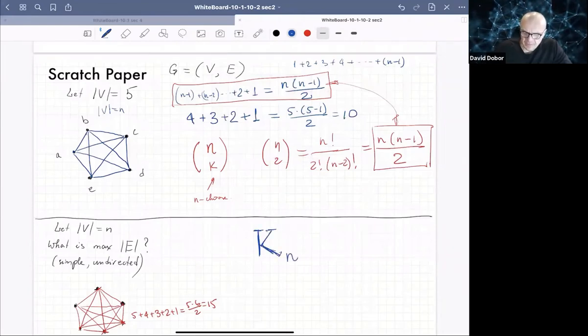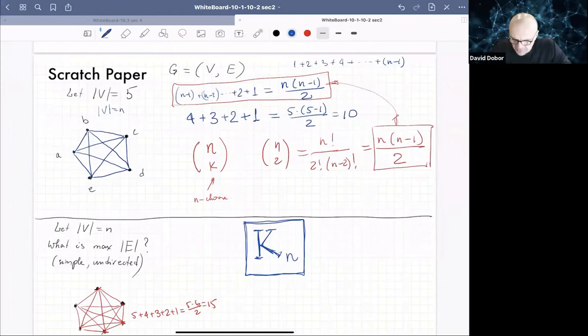Complete graph on n vertices is denoted by K_n. And K does not stand for some German word for complete, which it does, but that's not why K is there. It's named after Kuratowski, who was one of the people who worked on graphs in the 20th century. So it stands for K, complete graph on n vertices. It's a standard notation in graph theory.